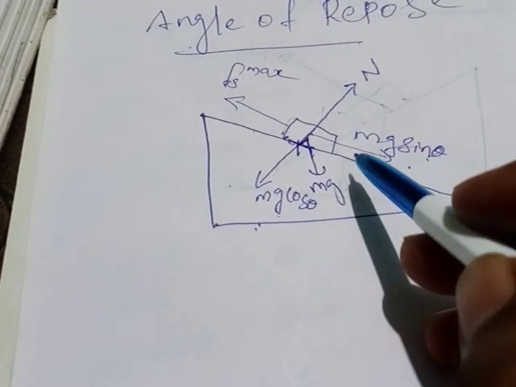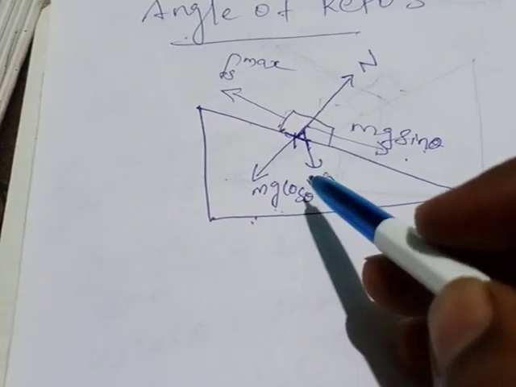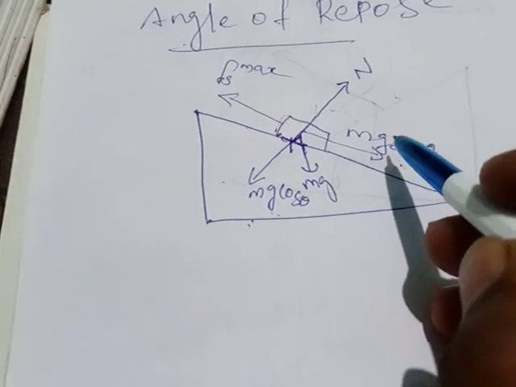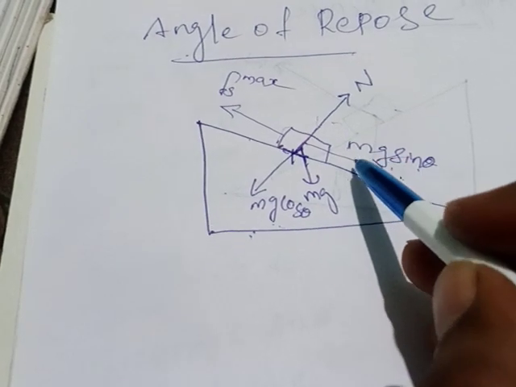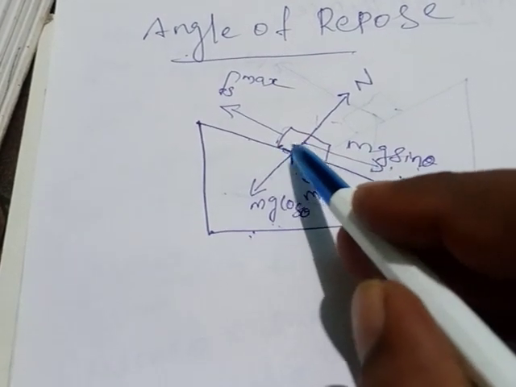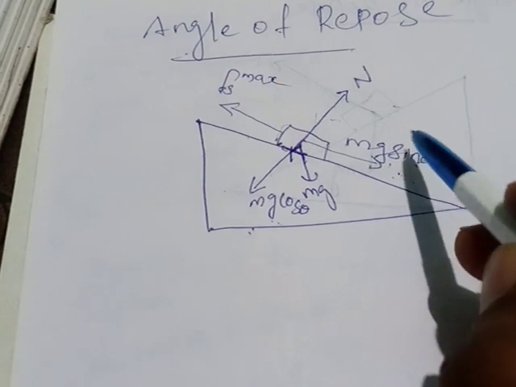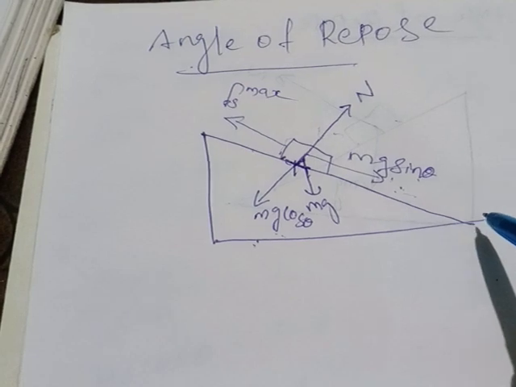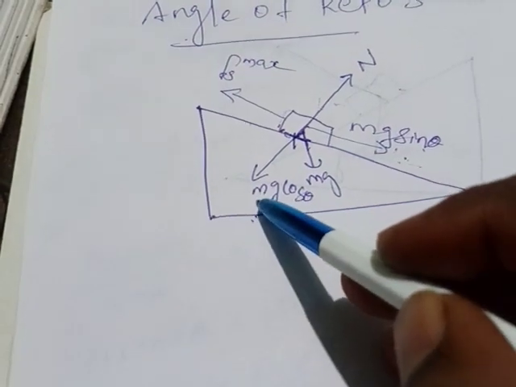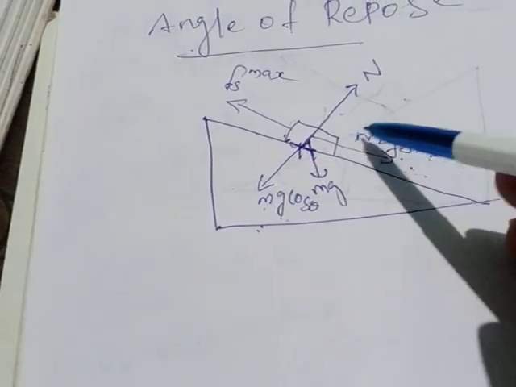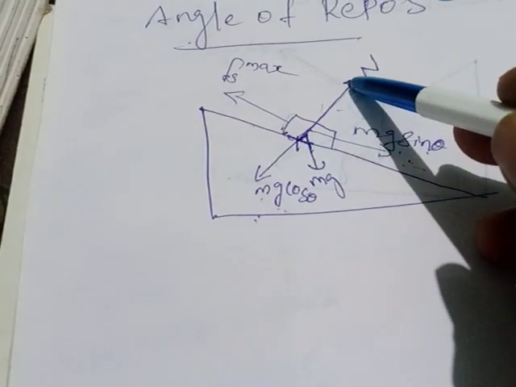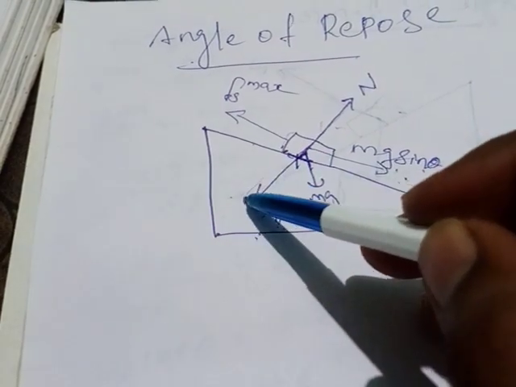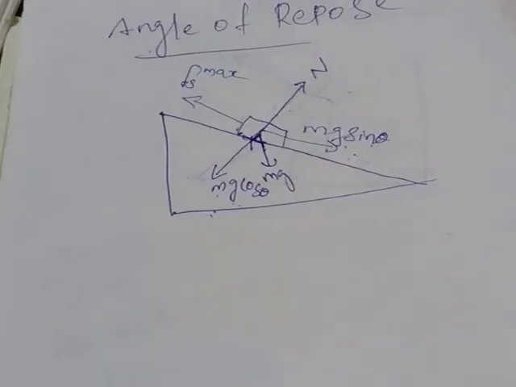And what is the use of these components? The mg sin theta is the parallel component, and it tries to move the object in the downward direction along the inclined plane. And what is the use of mg cos theta? In the upward direction the normal force is acting, so to balance this normal force there is a downward force mg cos theta acting.